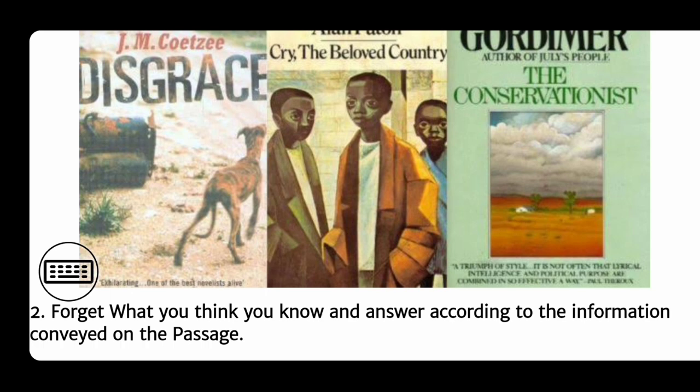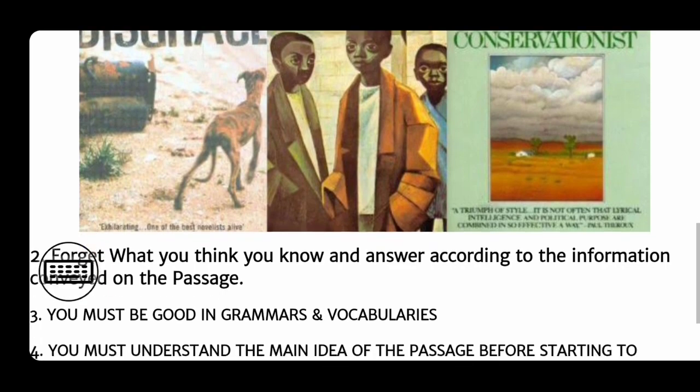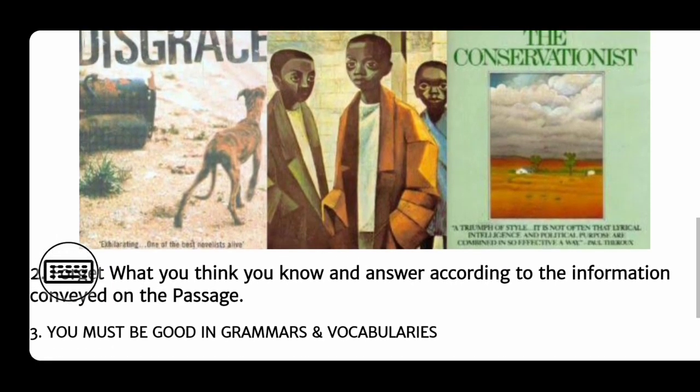So I don't think it's advisable for you to use what you think you knew before, except it concurs with the passage. But if what you think you knew before might be correct but goes against the passage, then I advise you to stick to what you have in the passage and not what you think you knew before, in order to get the questions correct. So now the next tip is you must be good in grammar and vocabulary.